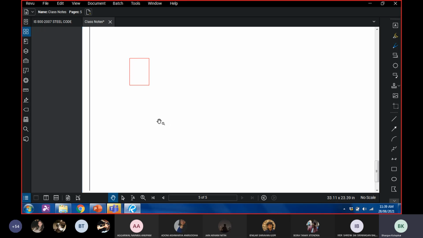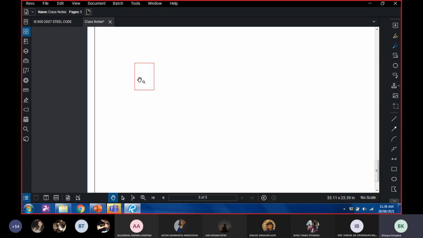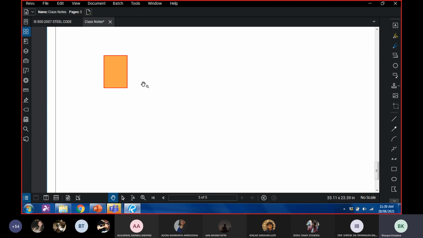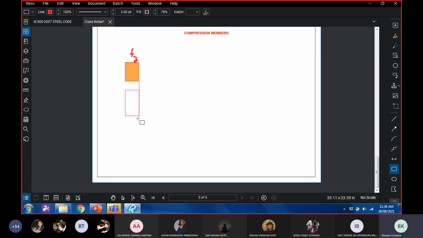Now let us look at this and see if we understand it completely. Let us say this is a cross section of a column, a rectangular one. If I say that the column is failing by squashing, what it means is that the entire cross section will have a stress that is equal to yield stress. Just to make sure that we are understanding it visually as well.